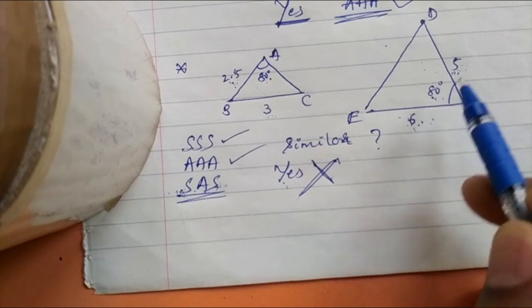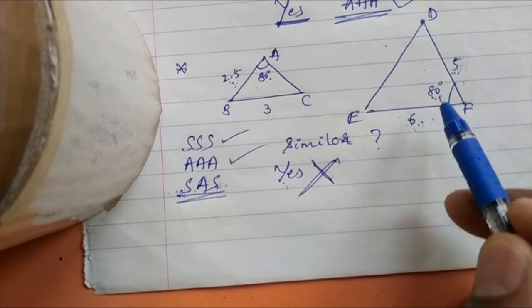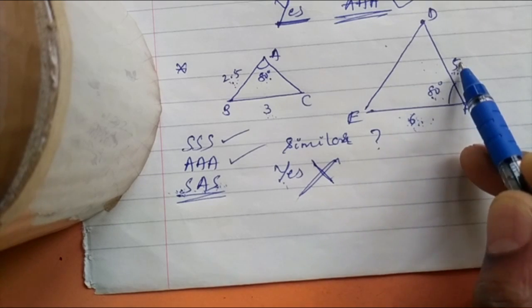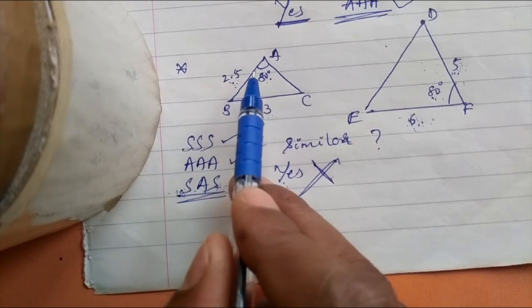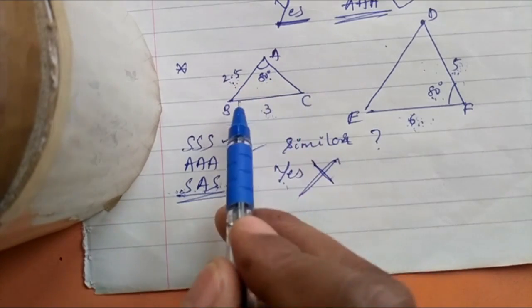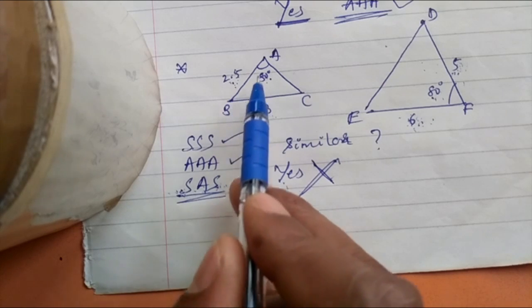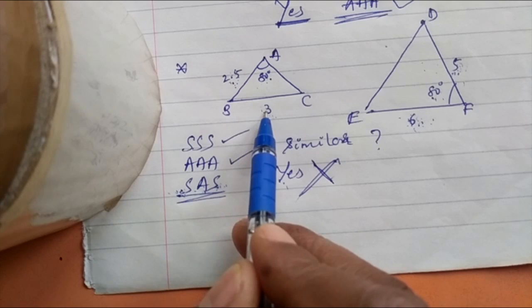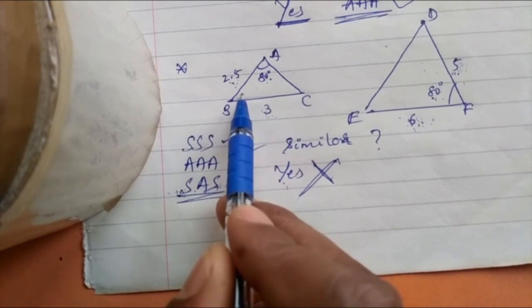Look at 6 and 5. These two sides are given. No, the 80 degree should be between these two sides. That is SAS. But here, look at here. Here the included angle is not given. These two sides are separate, and the 80 degree went elsewhere. This 80 degree must be here. Suppose 80 degree is given at B, then it becomes SAS. So 80 degree will come here.